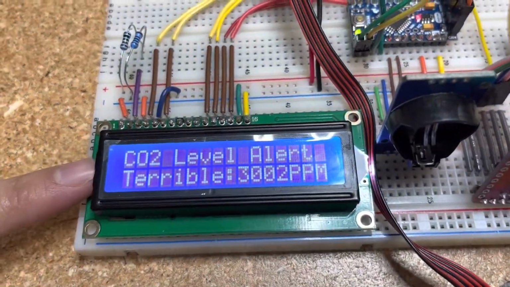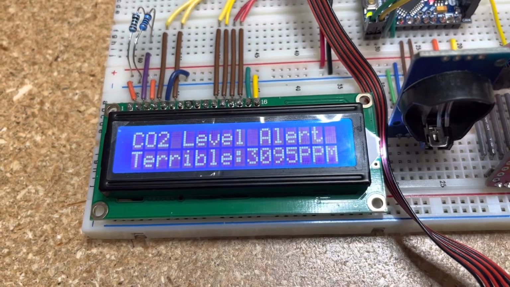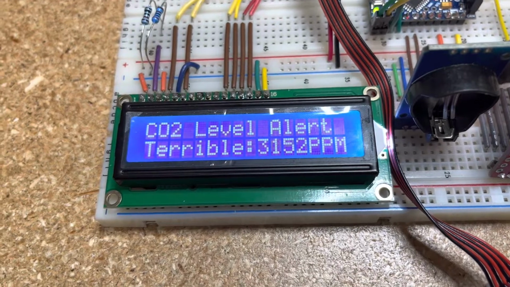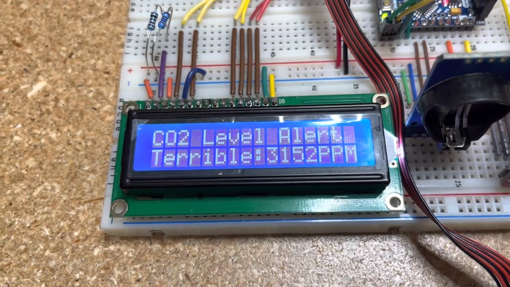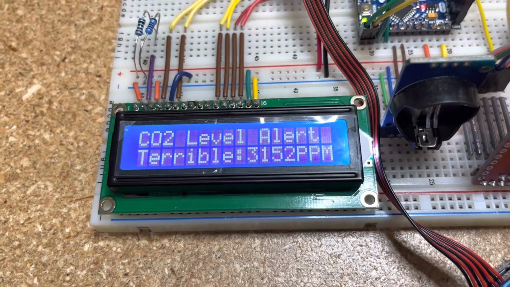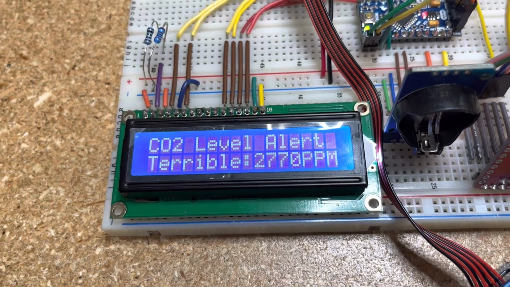So this is the alert screen that comes on whenever the carbon dioxide levels surpass the 2000 ppm level. And it will continue to alert until the values fall below that threshold, as can be seen there.